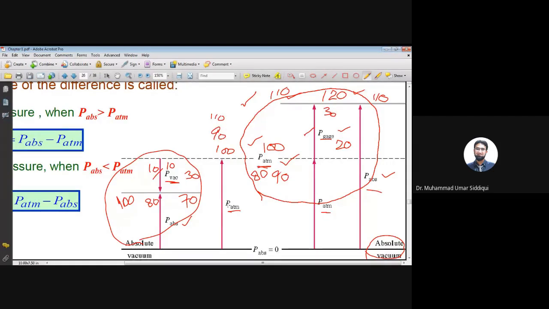Yes, sir. Understood. Okay. Now try to understand why we are looking at things like this, because we want to know absolute pressure, but there is no device which is going to give you absolute pressure. We have a device which can measure atmospheric pressure. And then we have devices which can measure gauge pressure, if the pressure is higher than atmosphere, and vacuum pressure, if it is lower than atmosphere. But we have no device which can give you absolute pressure directly. So you need to find absolute pressure by using the atmosphere and the gauge reading, or by using the atmosphere and the vacuum reading.